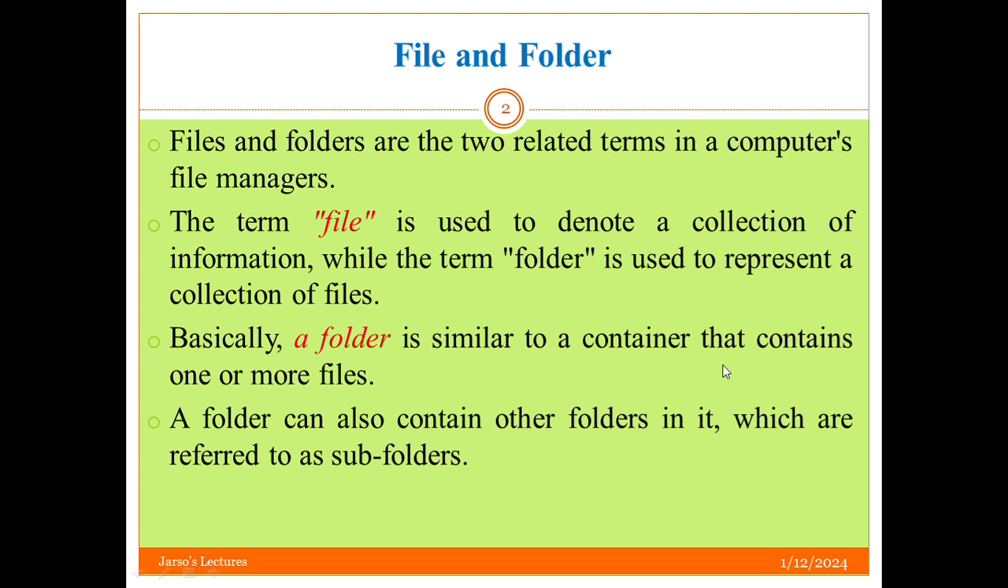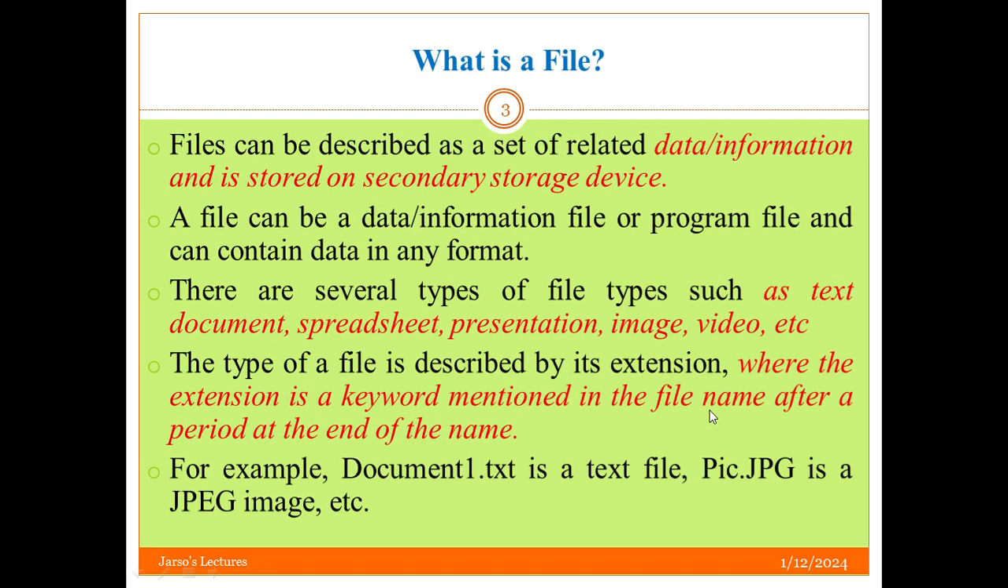Different data formats are there. I will discuss it later. A folder can also contain other folders. Let us see each of them one by one. A file can be described as a set of related data and information, and is stored permanently on a computer's secondary storage device. Files are permanently stored on secondary storage devices of the computer, but they will be loaded to RAM for execution purposes. If we want to execute them, they are loaded to the RAM, but permanently they are stored on secondary storage devices. This is what we call files, sets of related data and information.